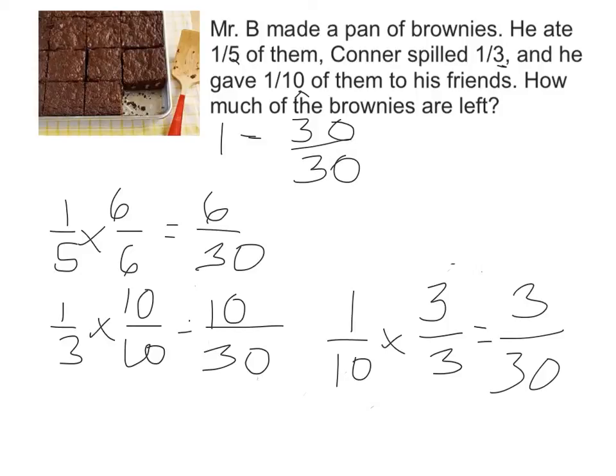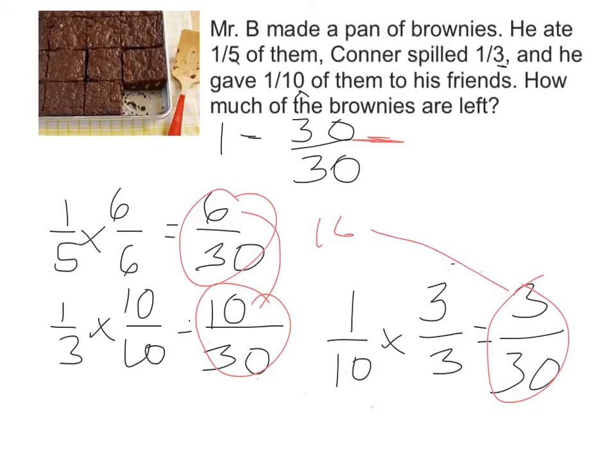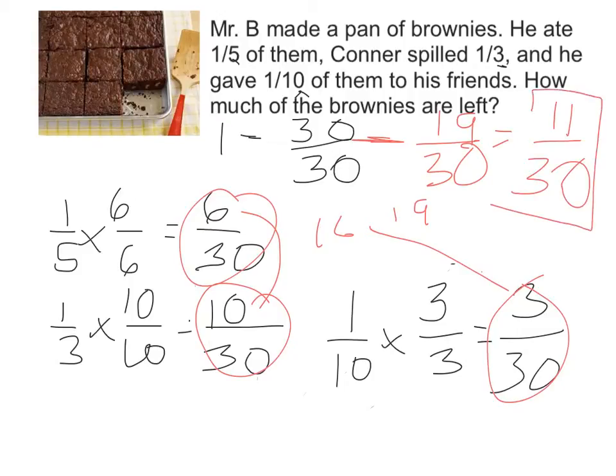I find it's easiest if I add up all of these and then I subtract it from that. Another way you can do it is you can subtract each one from 30 and go on from there. But if I do 6 plus 10, that gives me 16, plus 3 gives me 19. So then I do 30/30ths minus 19/30ths, and that would give me 11/30ths. So I would say that there were 11/30ths left.